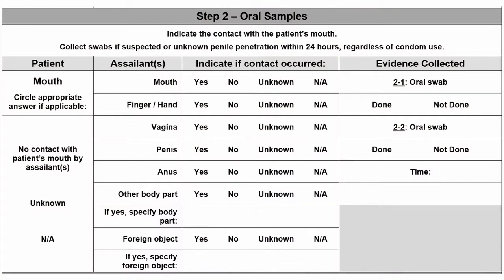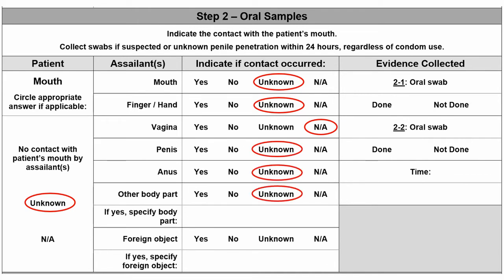There's a number of questions that ask details around the nature of the contact with the patient's mouth. In this case, it's largely unknown. We'll circle unknown with respect to contact with the assailant's mouth, finger, penis, anus, other body part, and foreign object. And we'll circle done for each of the oral swabs, 2-1 and 2-2, and include the time collected.